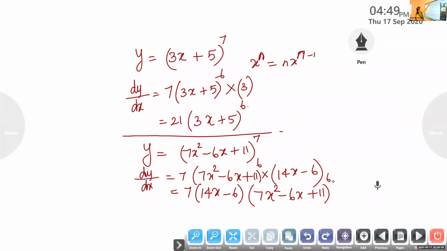When the powers are small, like square, we can expand. But when the power becomes 7 or 8, we will not be able to expand. Then there we use the function of function method. Is it okay? You all copied this one? Yes, ma'am. Okay. Now write the next one.